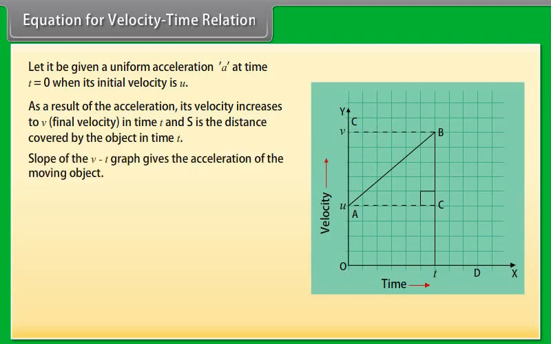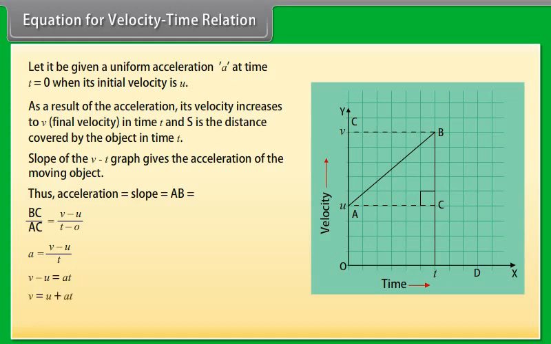Slope of the v-t graph gives the acceleration of the moving object. Thus, acceleration is equal to slope, which equals AB upon... BC upon AC, which is equal to (v minus u) upon (t minus 0), where a is equal to (v minus u) upon t. This gives v minus u equals at, so v equals u plus at, which is the first equation of motion.